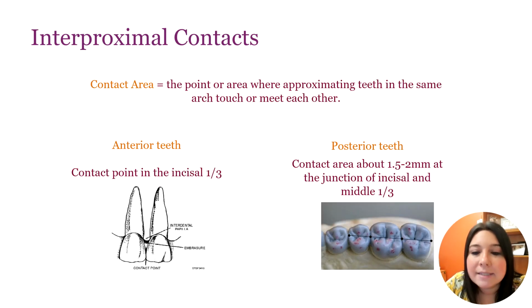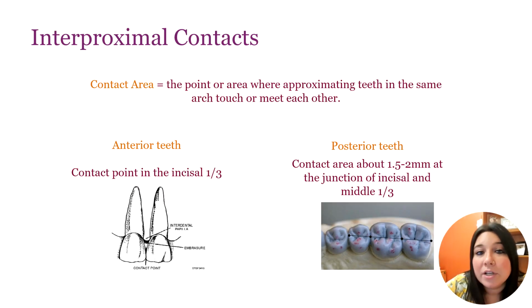Interproximal contacts include a contact area, which again is the area where the teeth are touching each other at that proximal height of contour. For anterior teeth, this contact point is in the incisal third, and for posterior teeth, the contact area is about 1.5 millimeters to 2 millimeters at the junction of the incisal and middle third of the tooth.